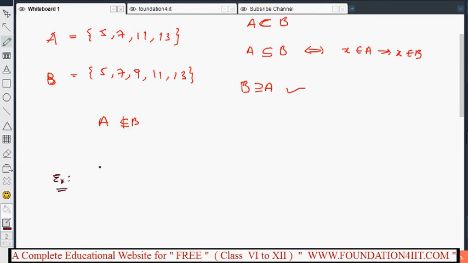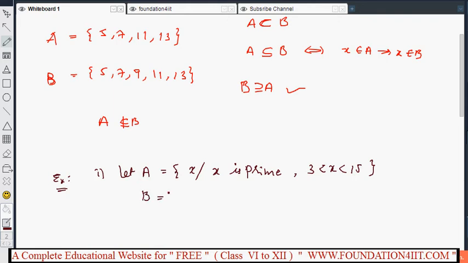So for example, let A be the set of X such that X is prime and the condition is 3 less than X less than 15. That means all the prime numbers between 3 and 15. That is set A. Okay, now set B.